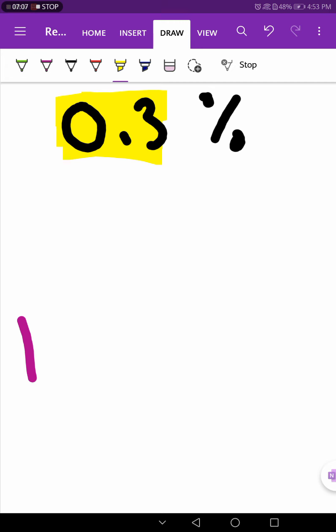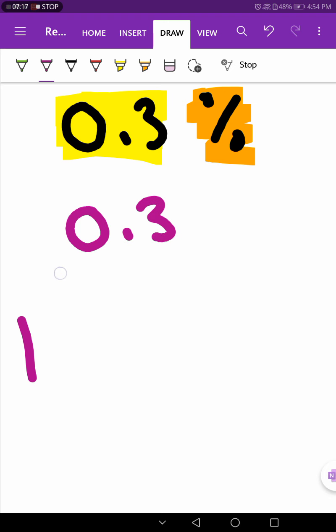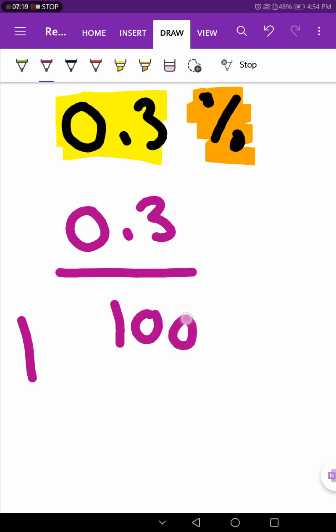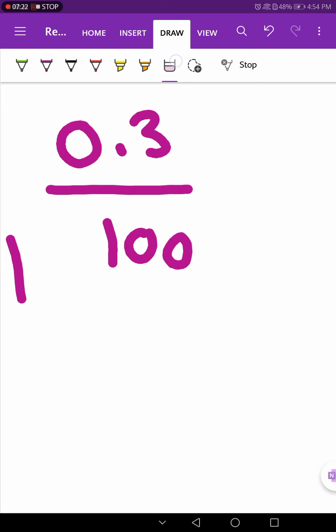What you have here, you write it over 100. This is the condition. It is 30. 0.3 over 100. This is the first step. You have to write step by step. Okay. Now, what about this?